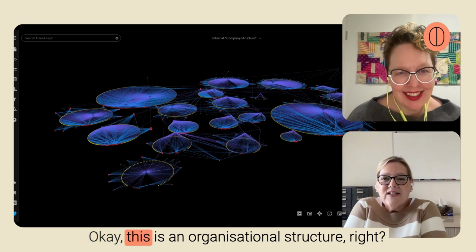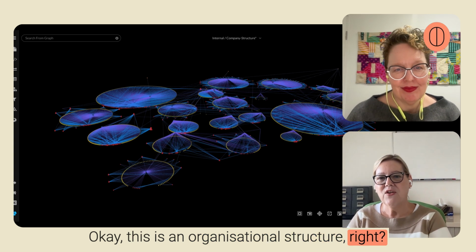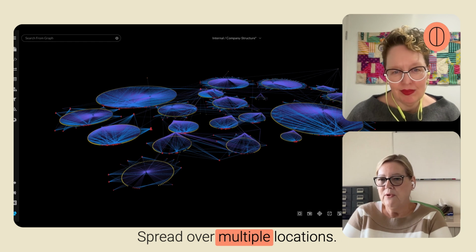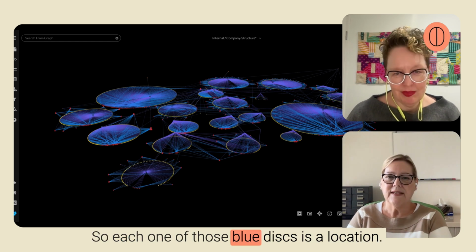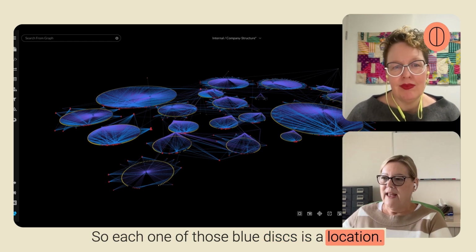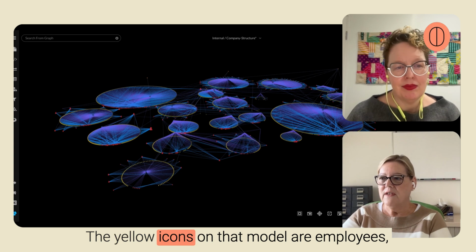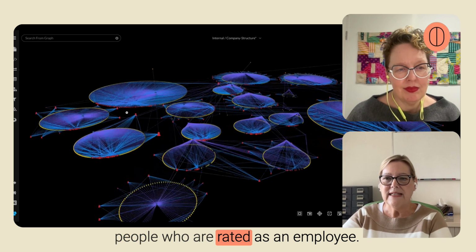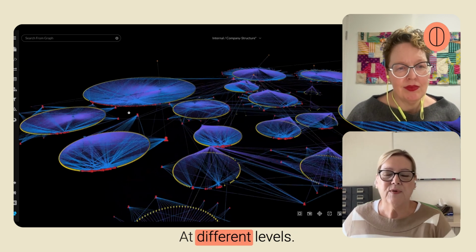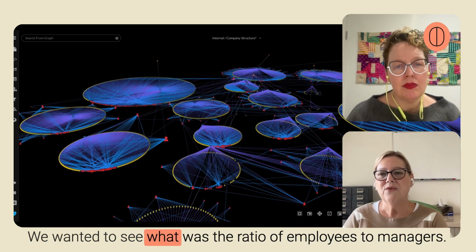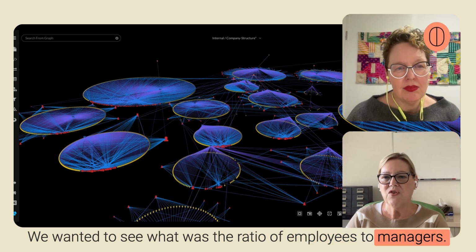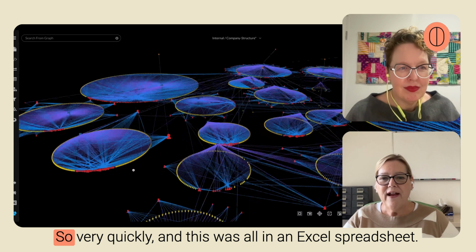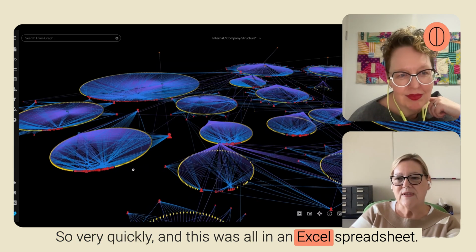Okay, this is an organizational structure, right? So this is a health organization spread over multiple locations. Each one of those blue discs is a location. The yellow icons on that model are employees, people who are rated as an employee at different levels. We wanted to see what was the ratio of employees to managers. So the red little people icons are managers. And very quickly, this was all in an Excel spreadsheet.